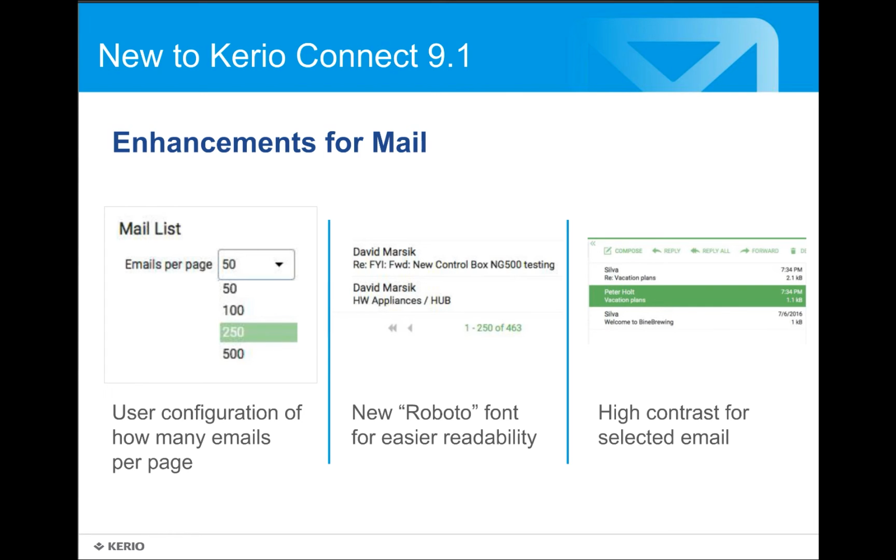We've introduced a new font, the Roboto font, and this font makes it a lot clearer to see the text within the email list. So again, something that we got lots of feedback on. So hopefully that will be brighter, it will pop out, it makes the whole client look and feel cleaner and lighter. And then we've added a high contrast email selection.